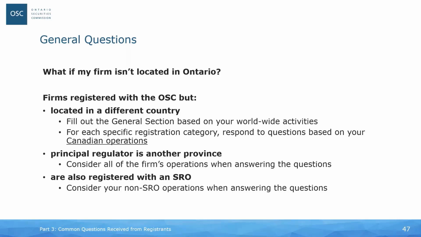Lastly, if your firm is also registered with both the OSC and one of the SROs, such as the MFDA, include information on your firm's operations that fall under your SRO membership when answering the general section. This is because response for the general section should be at the firm level. However, for the other sections relating to the firm's specific registration category, do not include your firm's operations that fall under your SRO membership.